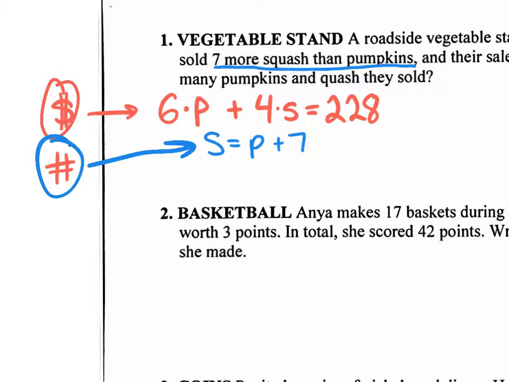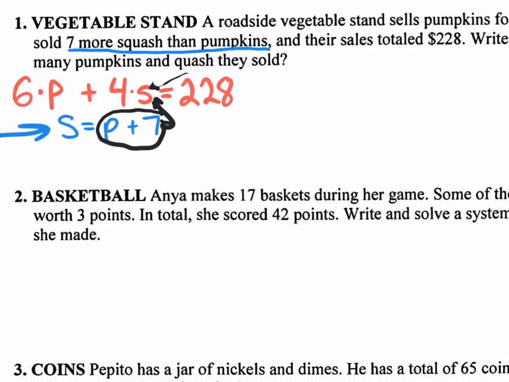What method would be best to solve the system? Substitution. We have S equals P plus 7. So let's take that P plus 7 and put it into the top equation right into the S. I guess I didn't have to do that, I could have just done this right there into the S. So let's rewrite that top equation. So I have 6P plus 4S, but instead of S, what am I putting? P plus 7 equals 228.